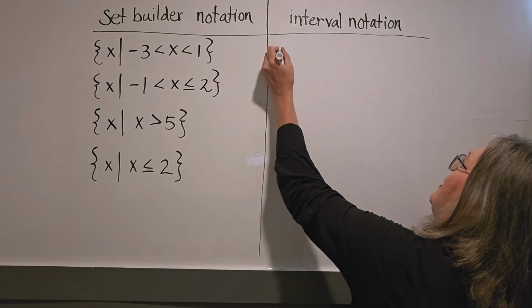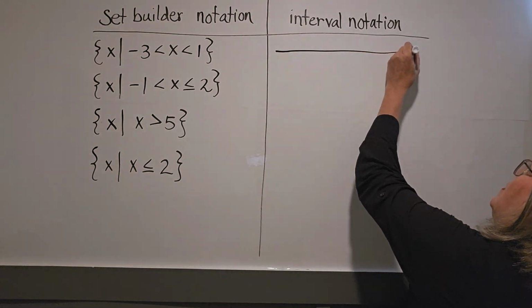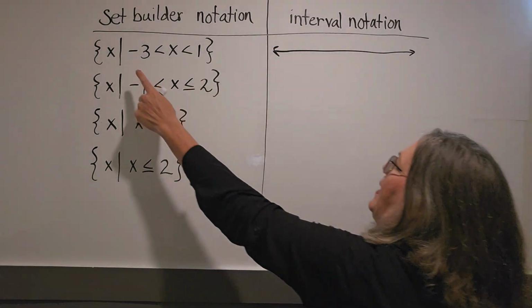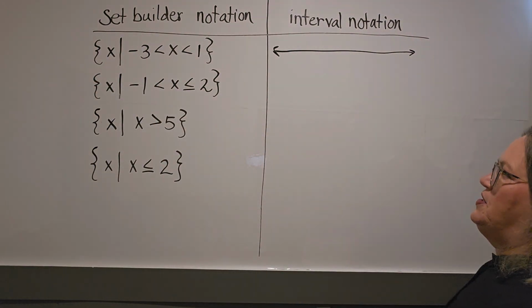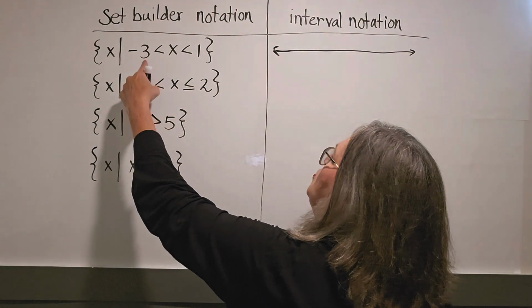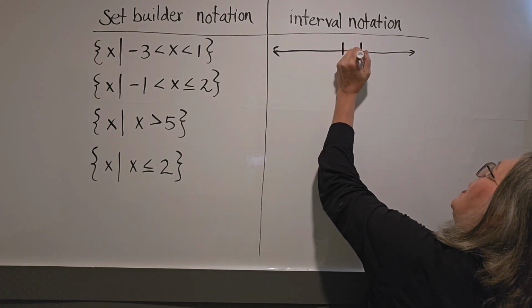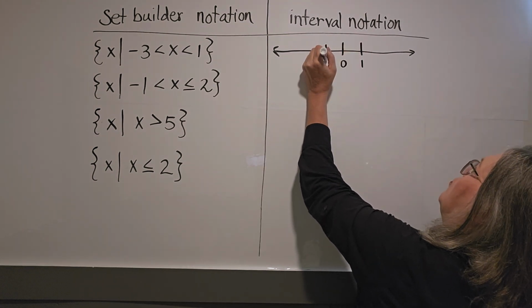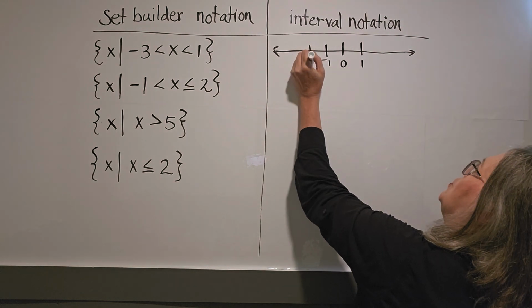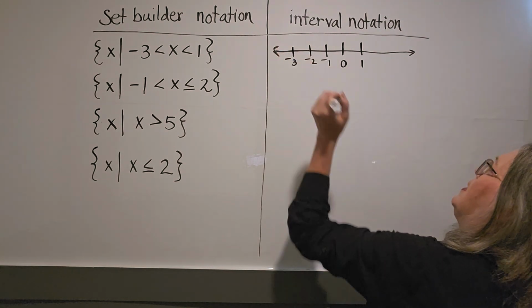So I have a number line. This is single variable data, right? We just have one variable x. So it's single variable data. And it ranges between -3 and 1. So here is 0. Here's 1. And then we have -1, -2, -3 on the number line.